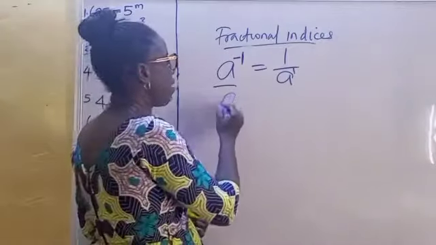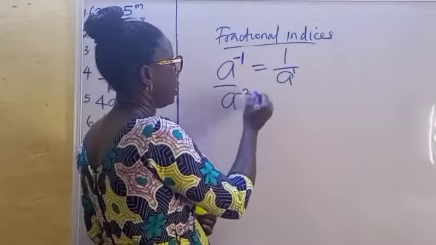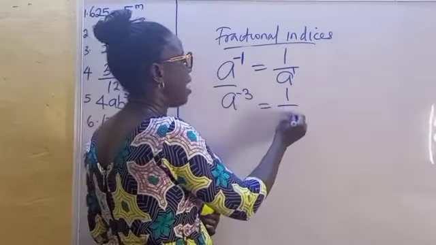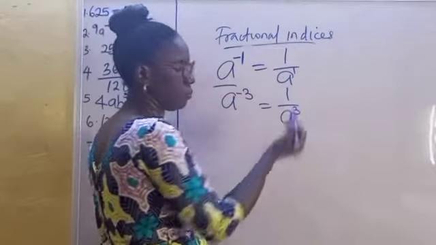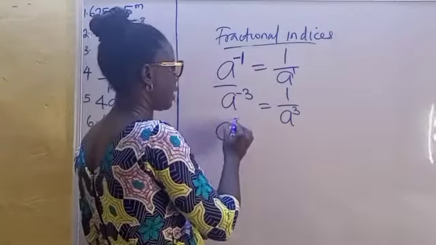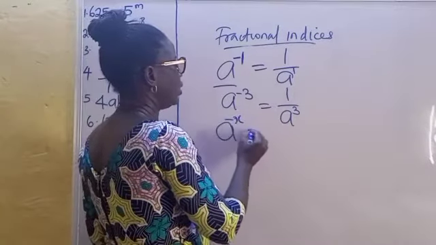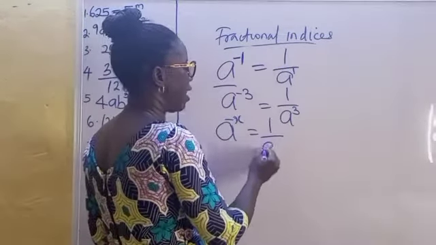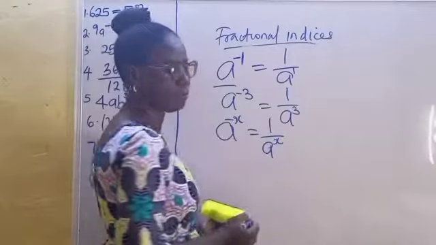So if you have A raised to the power of minus 3, it simply means 1 over A raised to the power of 3. So you can write that A to the power of minus x is equal to 1 over A raised to the power of x.